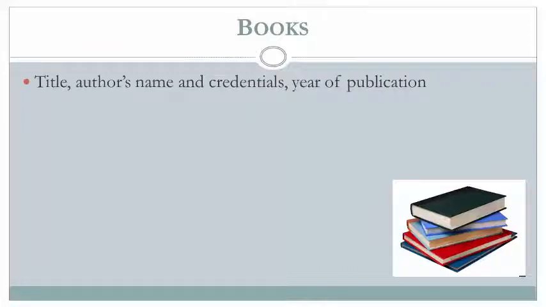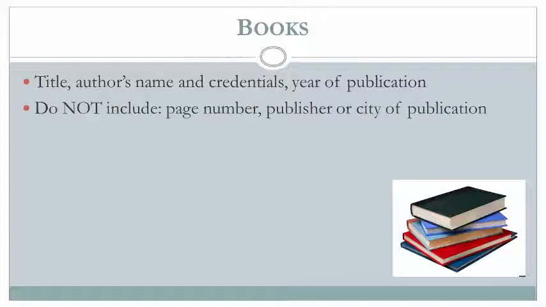Books. You're going to include the same information, the who, the what, the when. The title, the author's name and credentials, and the year of publication. You do not want to include page number, or publisher, or city of publication. Those are things that are all included in the written source citation, but not in the oral source citation.